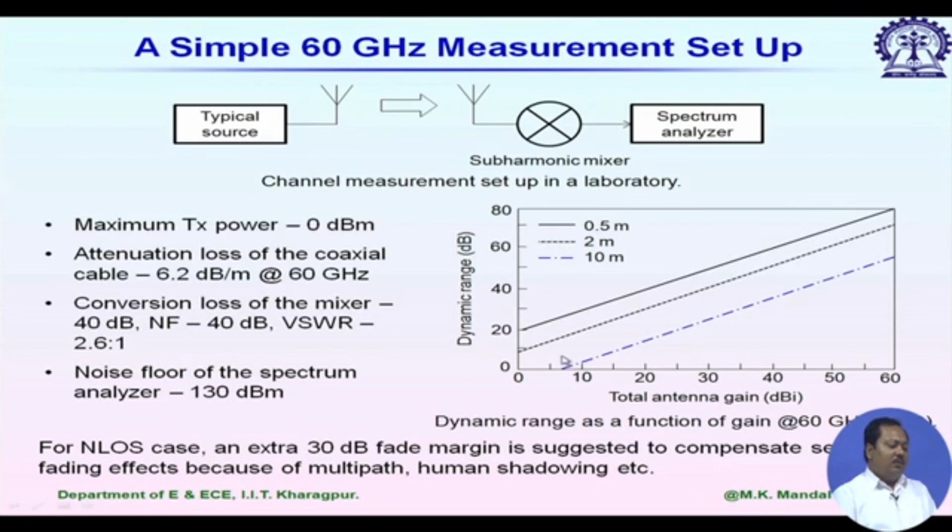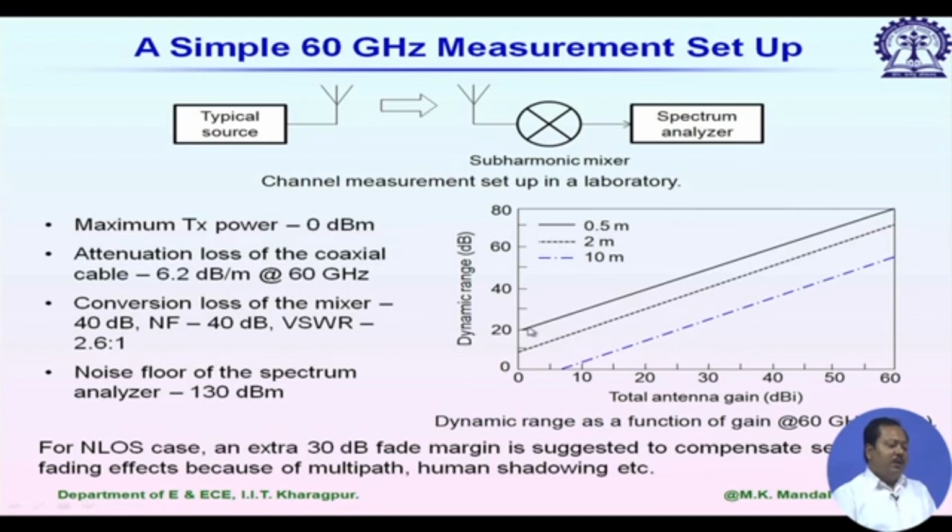So, to sense anything it starts from approximately 7 dBi, and now if I keep on increasing the antenna gain, in that case this dynamic range will increase. So, the dynamic range is the difference between the maximum and minimum power that can be sensed by this system.